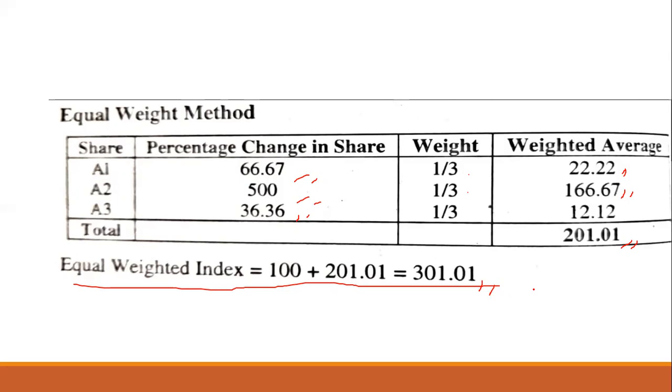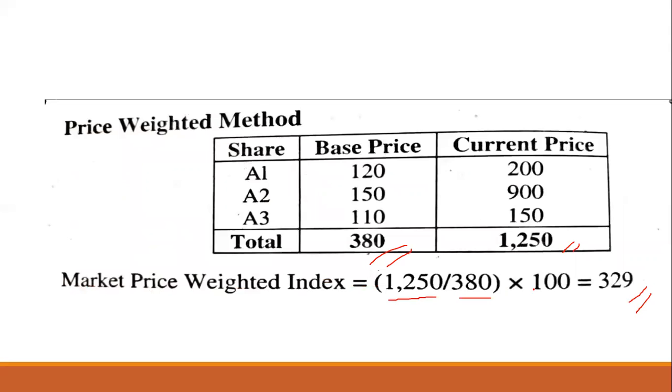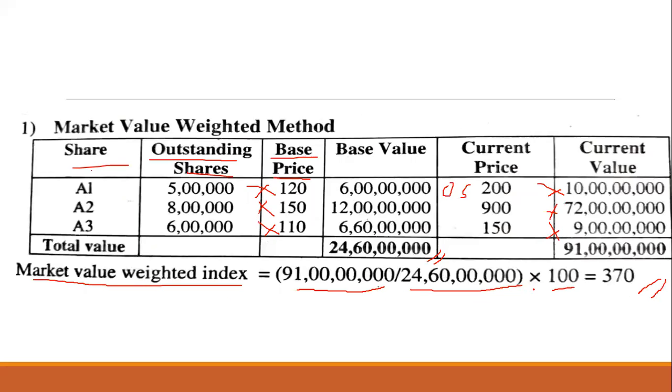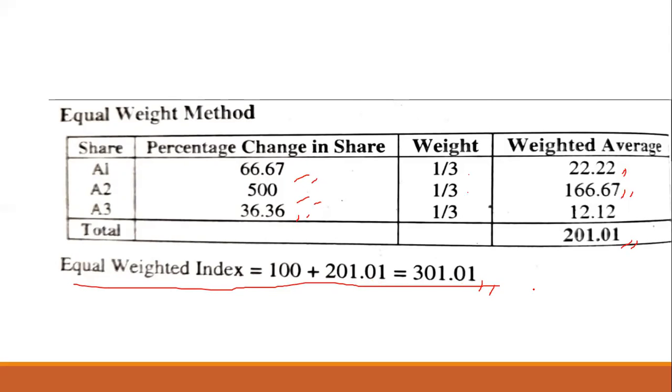If we look at the equal weighted method, the value is 301, the price weighted method 329, and the market value weighted method 370. So this is what we have discussed regarding market indicators and the types of market indexes.